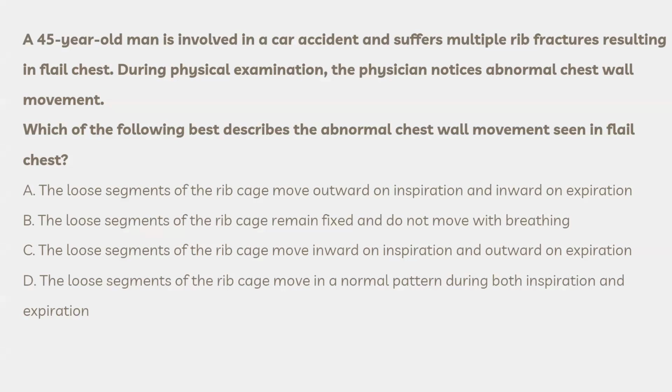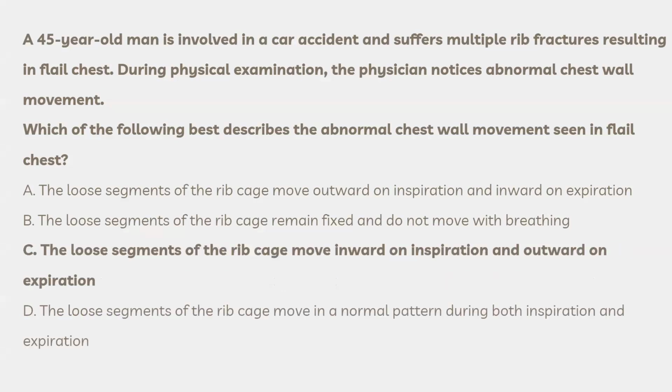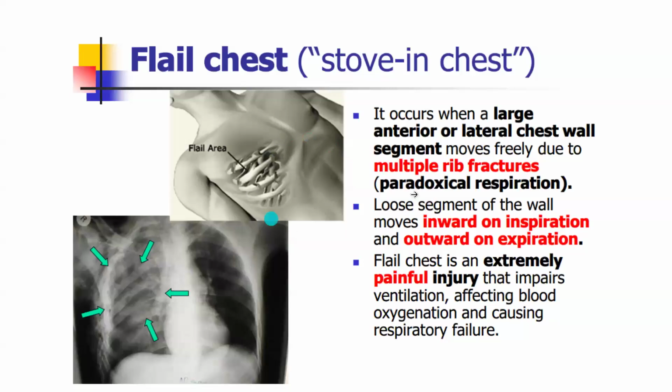The answer is C. Loose segments of the rib cage move inwards on inspiration and outwards on expiration. It's written here. It's a pure recall question. It's very painful, and it also shows paradoxical respiration, which is similar to diaphragmatic paralysis, I think.